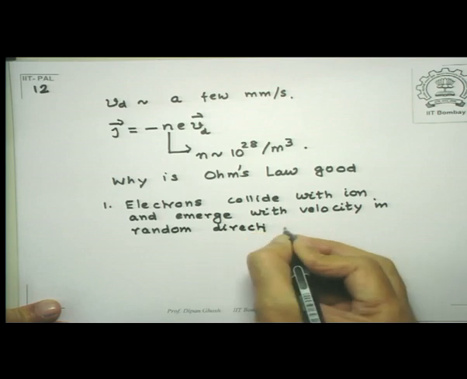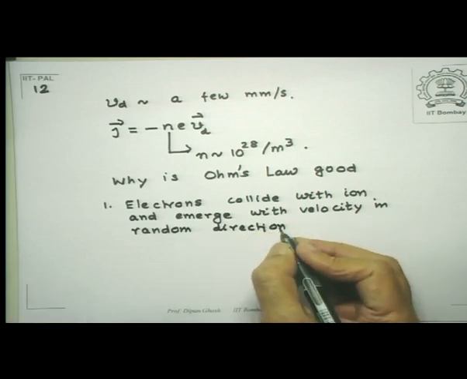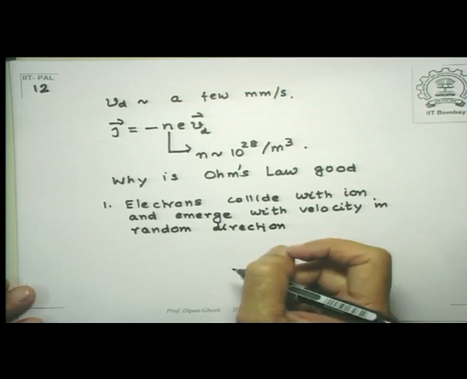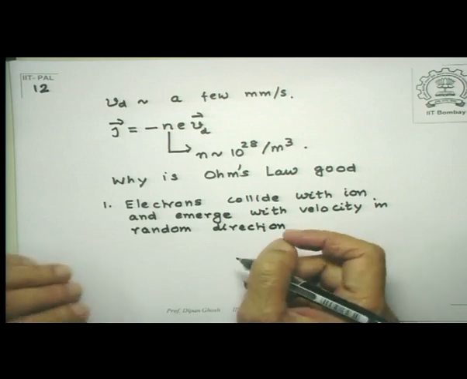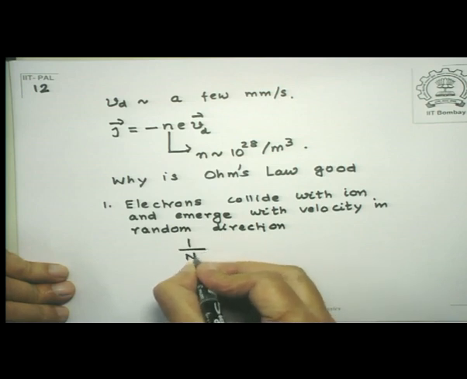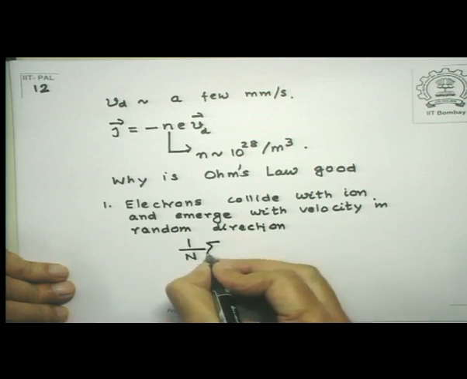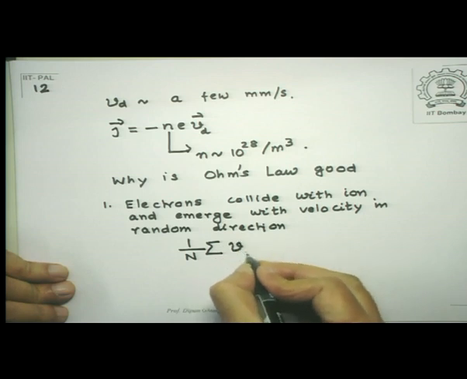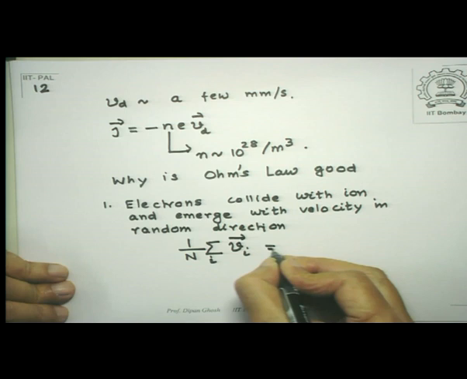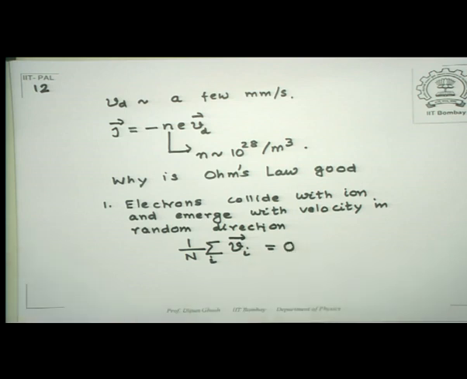Now, because the direction in which they emerge from collision is random, if I define an average velocity of electrons inside a material, supposing there is a capital N number of electrons in it, and the ith electron has a velocity Vi, then this quantity is 0 on an average. That is because different electrons are moving in different directions, and randomly they are moving there.